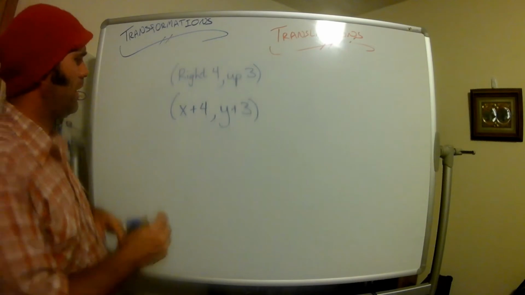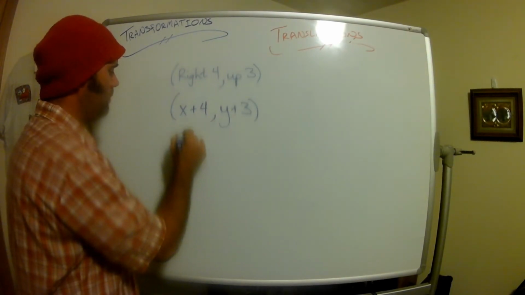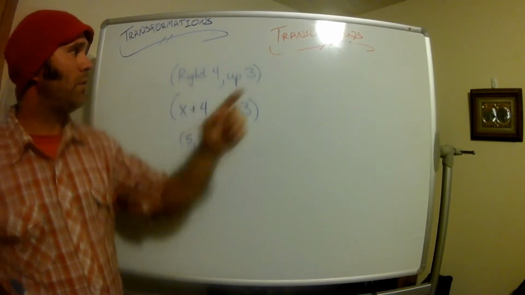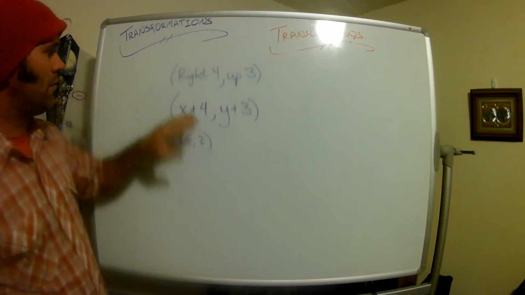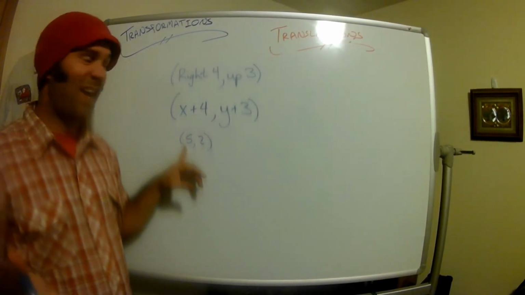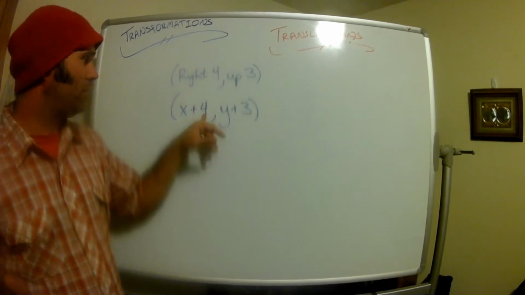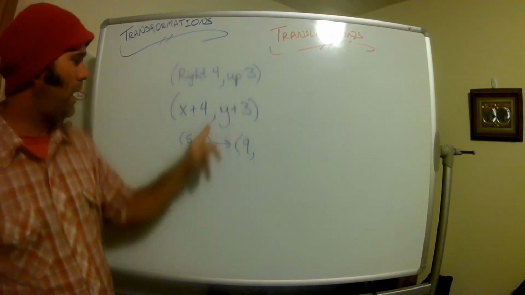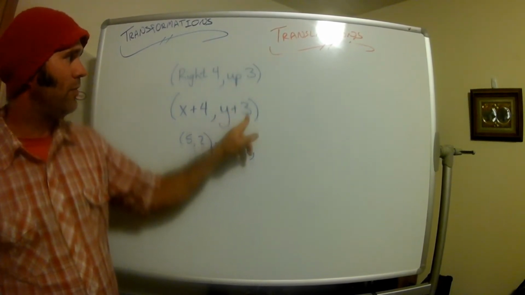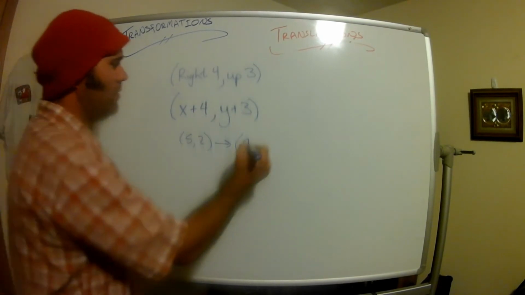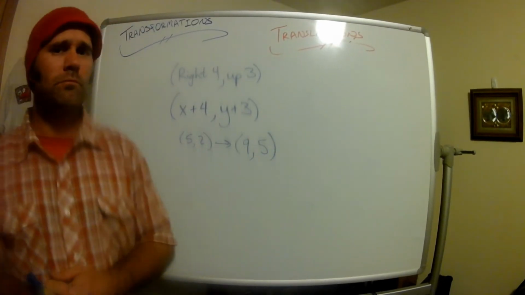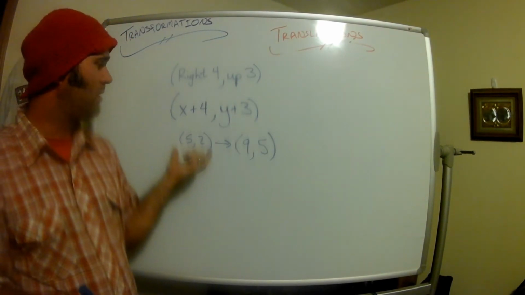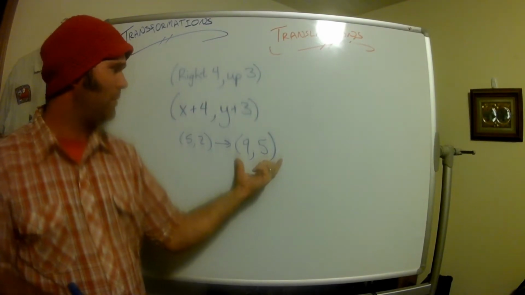And so if we started out with the point 5, 2, we could move it right 4 and up 3. To move it right 4, we just add 4 to the first number. That's our x. X is 5. 5 plus 4 is 9. And then y is 2. 2 plus 3, or up 3. 2 plus 3 is 5. Okay? So a translation of 5, 2 to 9, 5.